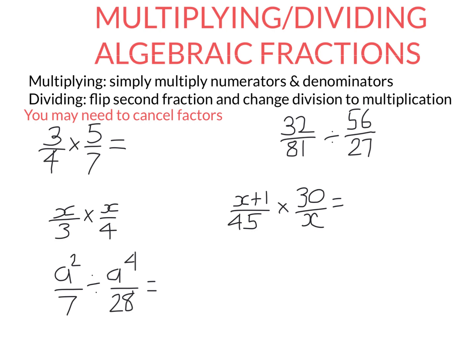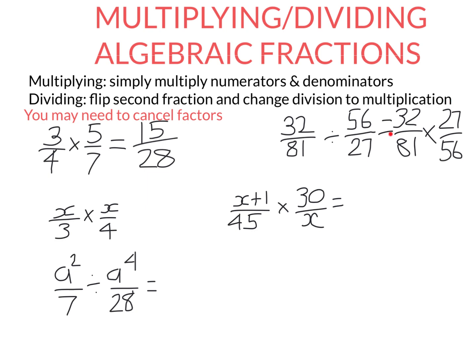So for normal fractions, if you want to multiply them, it's really easy. You just multiply the tops, 3 times 5, multiply the bottom, 4 times 7. Easy. Now, sometimes you want to cancel factors to make life easier. So let's look at 32 over 81, divide 56 over 27. When you're dividing fractions, you always leave the first fraction alone, but you flip the second fraction and change the division to times.